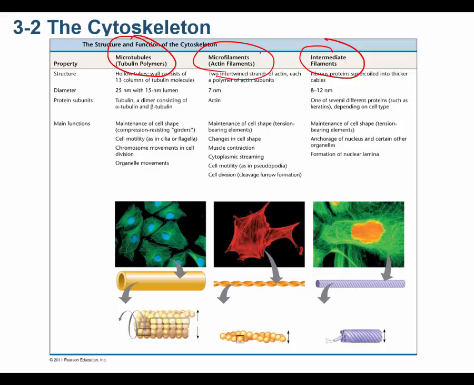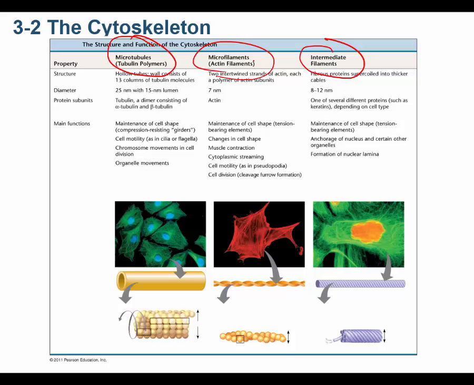So the microfilaments are the small ones. They're only about 7 nanometers diameter. The microtubules are the big ones. They're about 25 nanometers diameter. And then the intermediate filaments fall in the center. They're about 10 nanometers diameter. What microtubules do is they are involved in mitotic division. They pull the chromosomes apart.